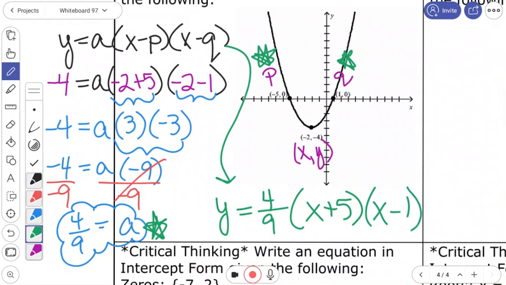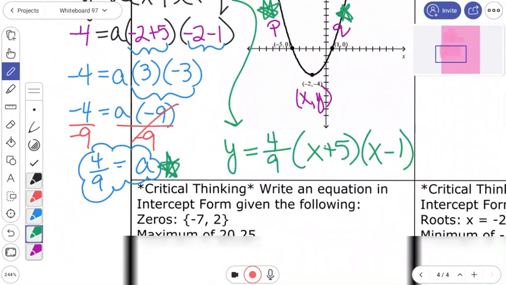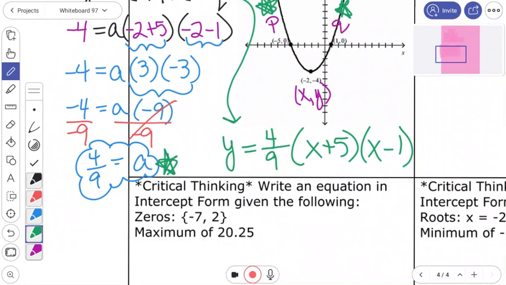Now, if you really want to have a good time and that was super easy for you, go ahead and come in and see me about this critical thinking problem at the bottom of your notes.